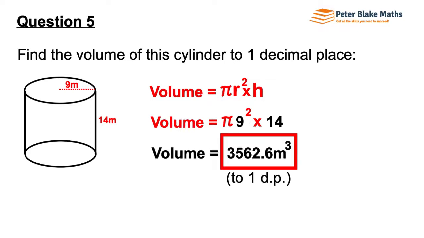We've got pi times 9 squared when we substitute the radius in, times 14 for the height. So we'll stick that into our calculator and we'll get 3,562.6 meters cubed. We were asked to round it off to 1 decimal place. And in volume, we take our meters from our dimensions there. Our radius and our height are in meters, and we have to use cubic units. So that's a double check there. So cubic units for volume.